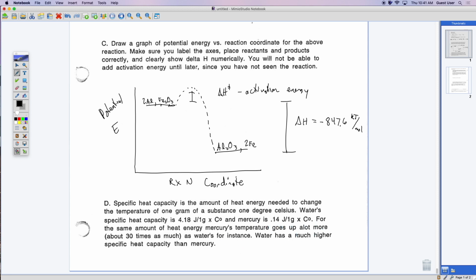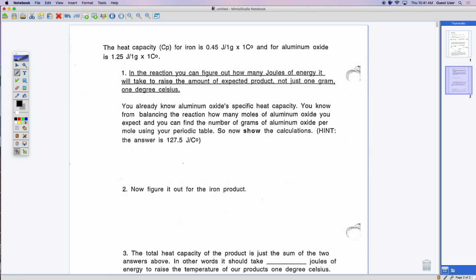So that means that we could heat up mercury, or utilize the same amount of heat energy to heat mercury up a lot higher, 30 times as much as water, for instance. So water has a much higher specific heat capacity than mercury. Okay, some background to what we're actually going to do.